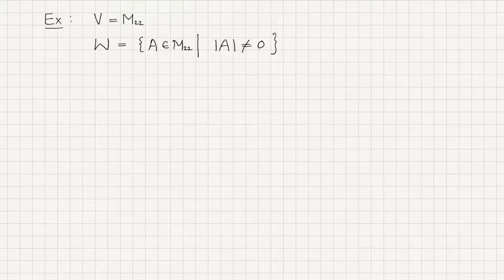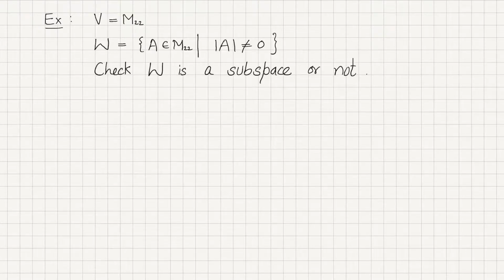Suppose we have a vector space V of 2 by 2 matrices, and W is the collection of all matrices in M22 such that their determinant is non-zero. That means the collection of all invertible matrices. So we have to check whether this W is a subspace of M22 or not.